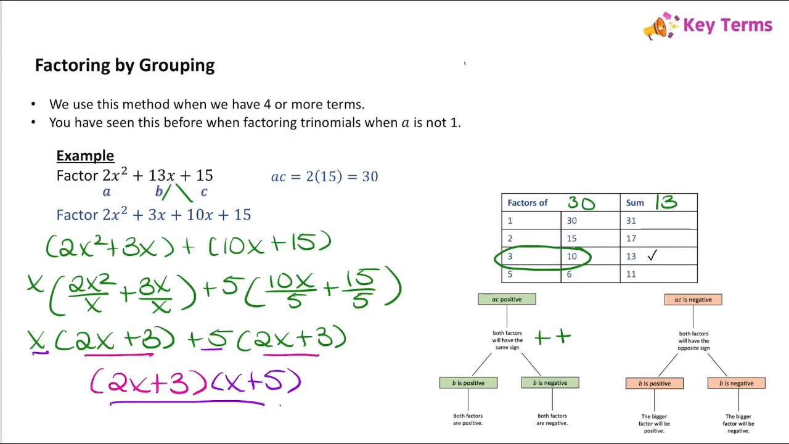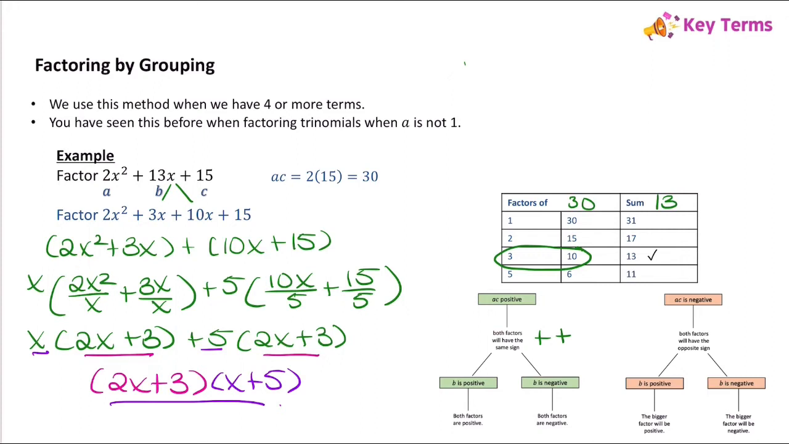So since we're going to be using factoring by grouping a lot today, I just wanted to remind you of how that works. So remember, first we look at a times c, which in this case is 30, and we need to figure out the factors of 30 that are going to add up to 13. So in this case, that's going to be 3 and 10.